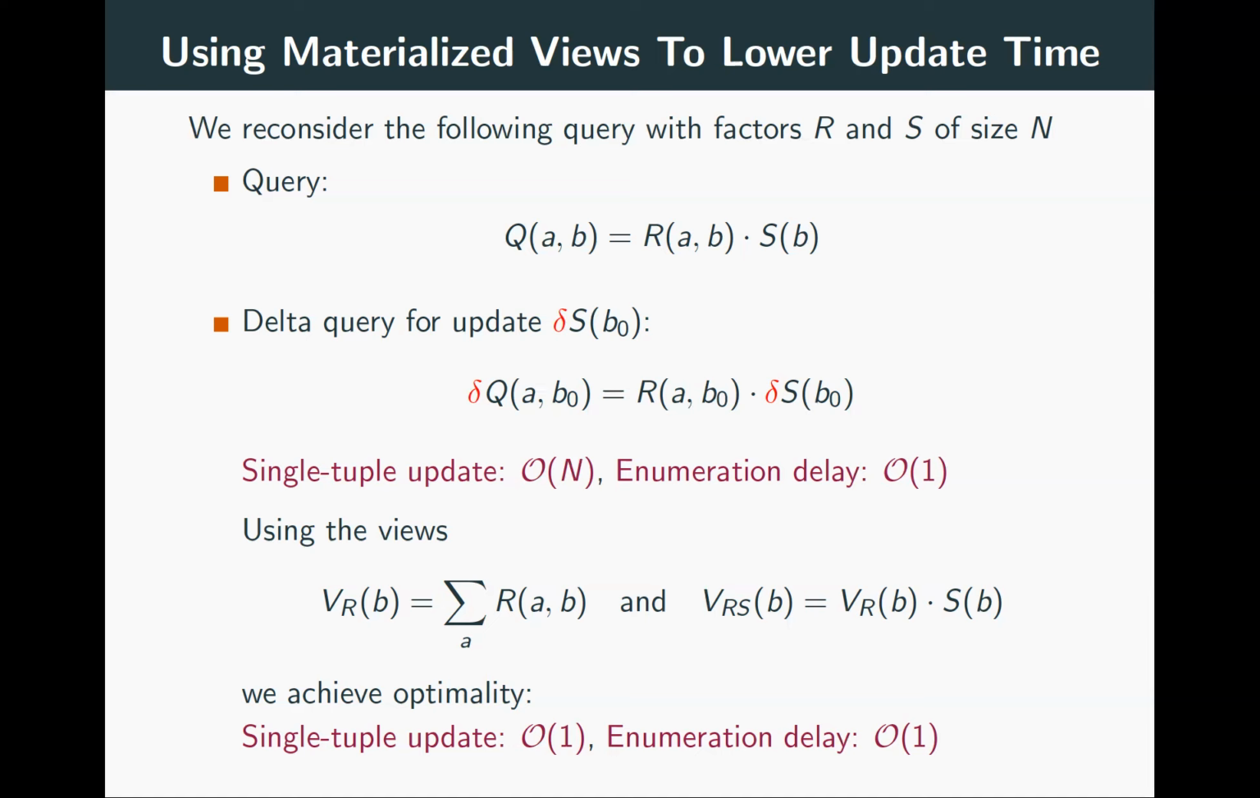So if we do it like this, I can show you that we can now achieve constant single update time, single tuple update time. And the enumeration delay also remains constant, which is a very interesting thing, okay? How can we get that?